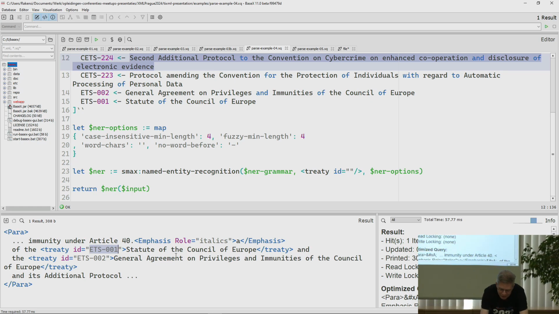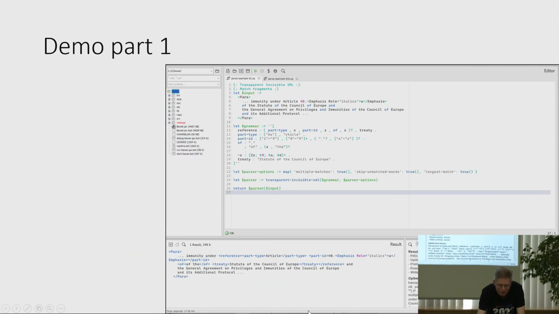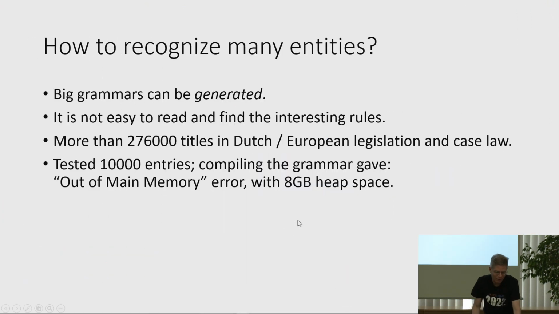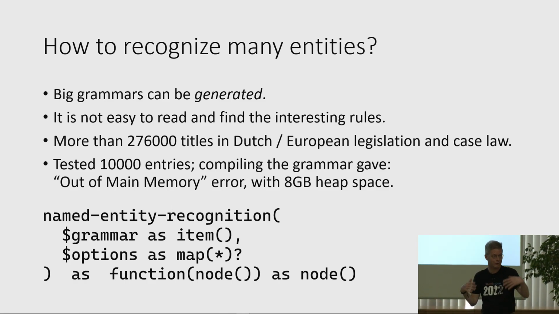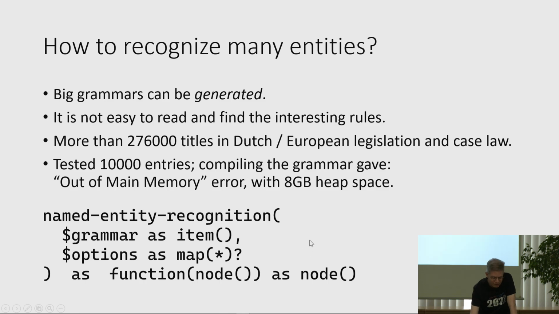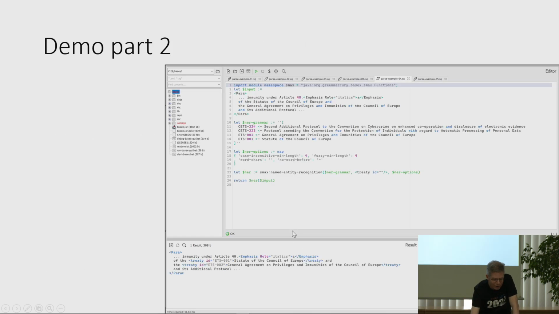So let's go back quickly to the presentation. So yeah, I skipped this because I'm running out of time, but this is basically what I said. So this is the function for named entity recognition. It's very similar to the invisible XML function. So you have a grammar, which looks a bit different. You have options, and it yields a function from a node, because we are now parsing XML documents, and it gives a node, which is the XML structure that comes out.